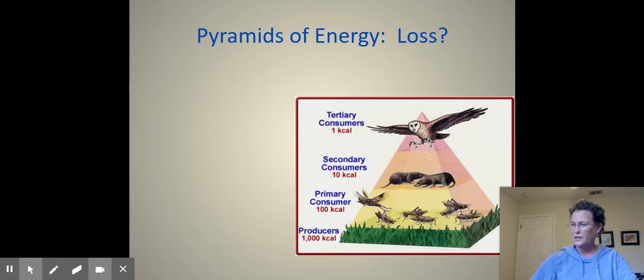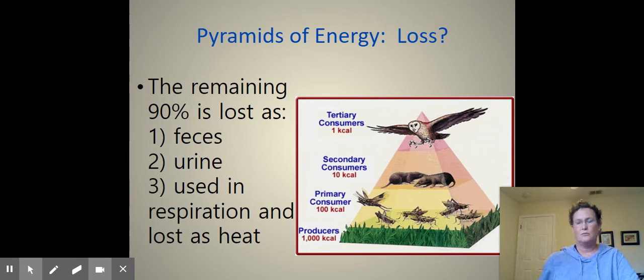So in pyramids of energy, you definitely lose energy. And how do you lose it? So the remaining 90% of the energy that's transferred is lost through feces and urine. It's used in respiration, and it's lost as heat.